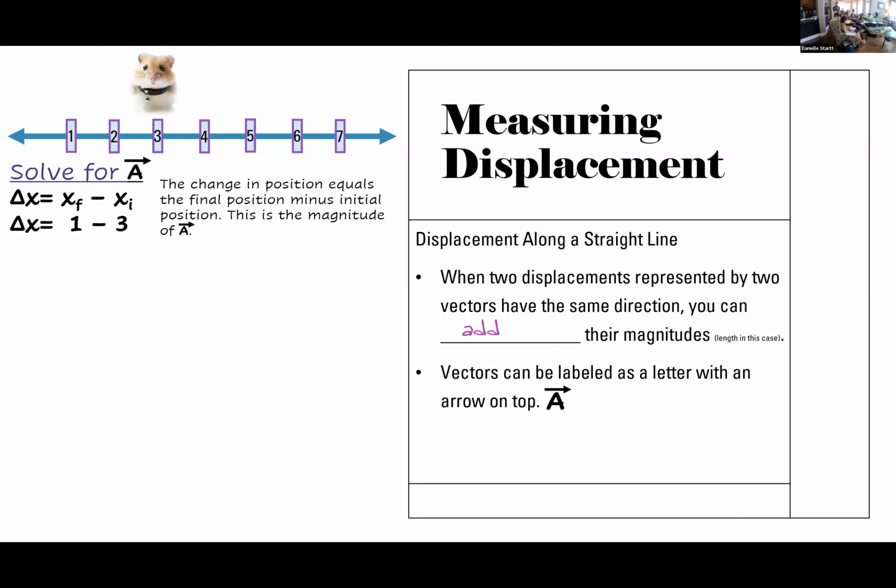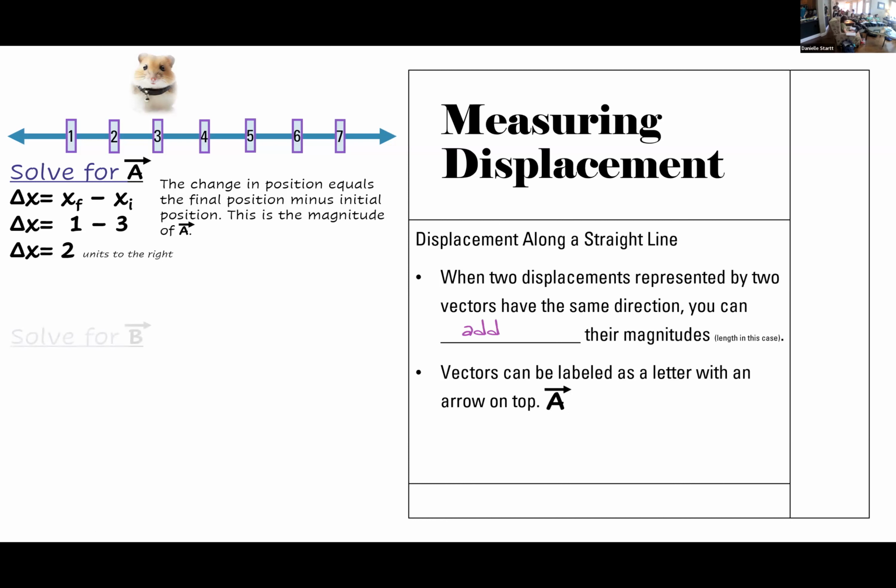In this case, we went from the initial position. I wrote that backwards, but anyway, it should say 3 minus 1. So just final minus initial. I just typed it wrong. So it's 2 units to the right.